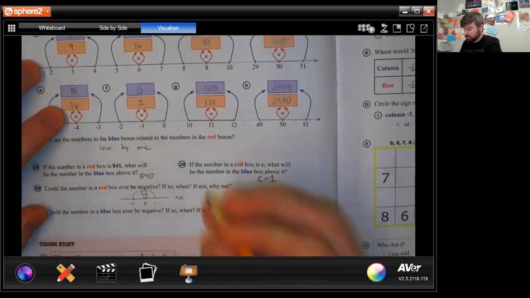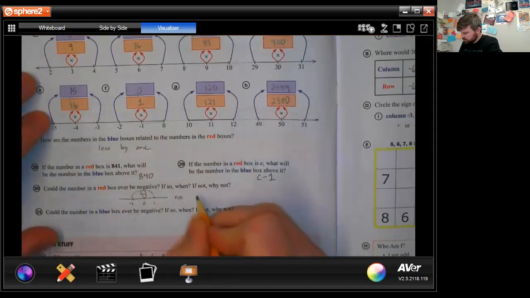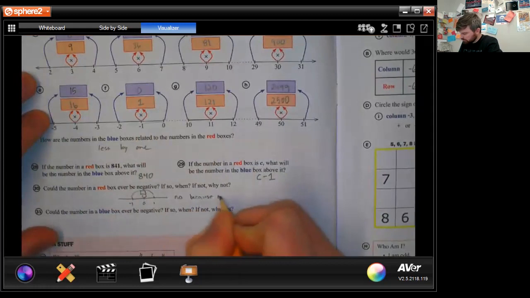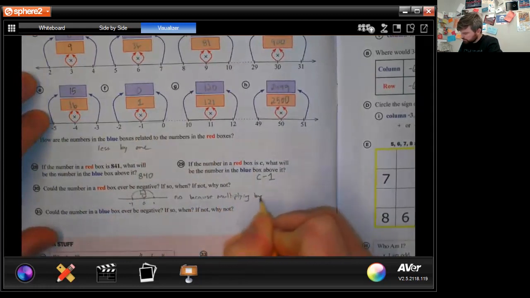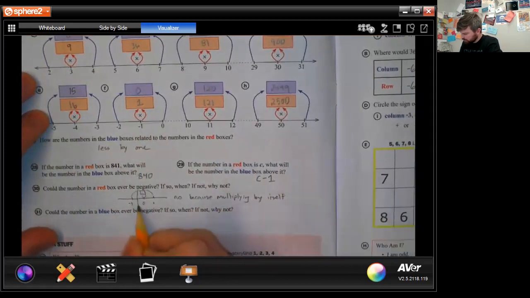Because you're multiplying by itself. I had the boxes switched. No, because multiplying by itself right here. You're multiplying by itself.